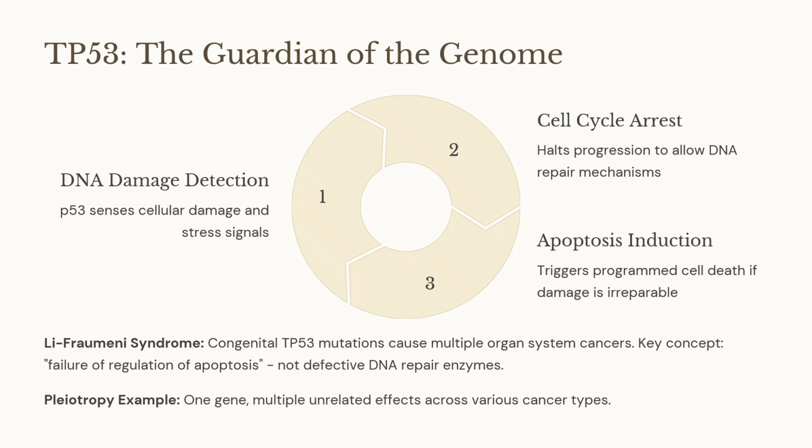So when there is a problem in TP53, it will cause multiple organ system cancers. This is known as Li-Fraumeni syndrome. So what is the reason behind TP53? It is the failure of regulation of apoptosis. So this will exhibit pleiotropy, that is, one gene, but multiple unrelated types of cancers being expressed. That is pleiotropy expressed by TP53.